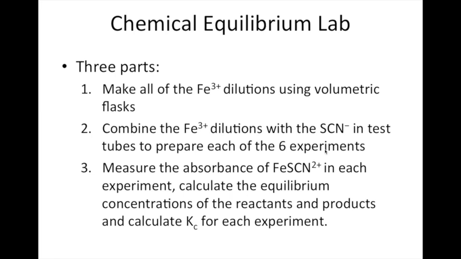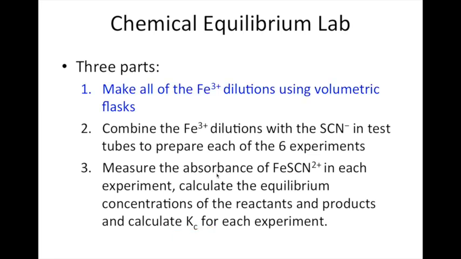And then once we have these 6 reactions performed, we'll need to measure the absorbance of our product at equilibrium, our iron thiocyanate, in each experiment, and we'll also show you how to calculate the equilibrium concentrations of all species and then the Kc values. Okay, so these are the 3 parts we want to talk about.